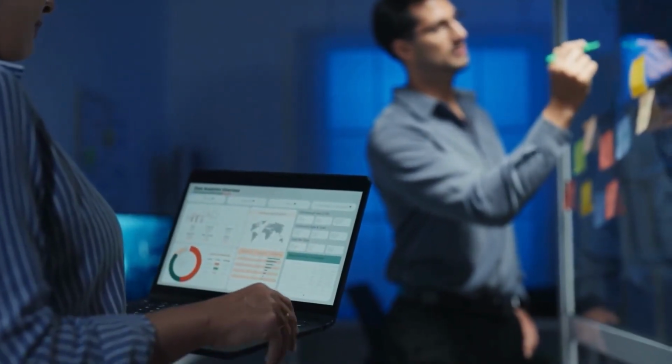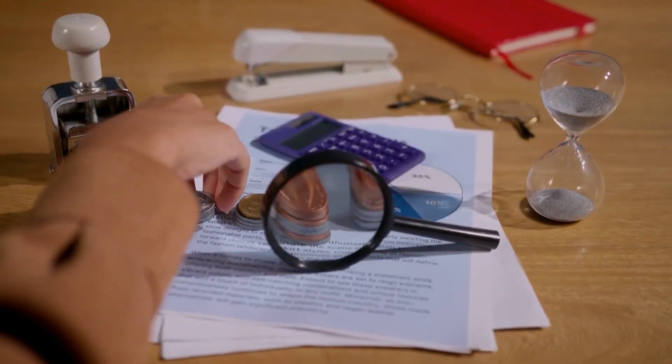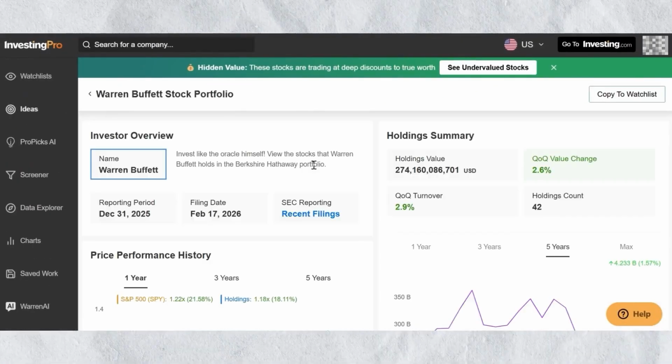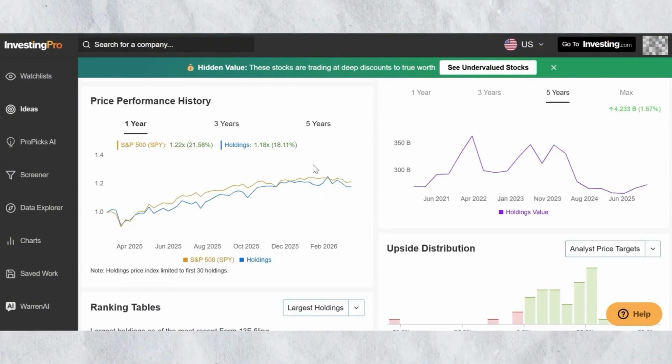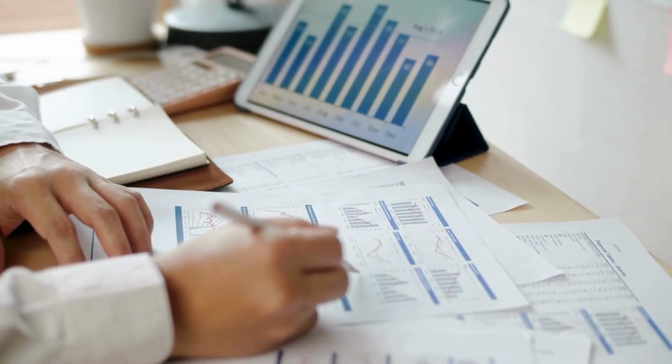Now then, who is InvestingPRO for? I'd say it's for anyone who wants to invest with more information and less uncertainty. You don't need to be an economist or have studied finance. The platform is designed so that someone who's just learning can understand what they're looking at, and at the same time, for someone with more experience to go as deep as they want.